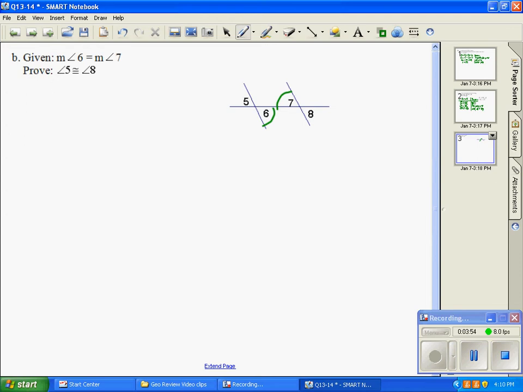So let's again do a 2-column proof. So in step 1, measure of angle 6 equals measure of angle 7, and that's given. Okay, so looking at the diagram now, we can get some more information. We can see that 5 and 6, for instance, are vertical angles.